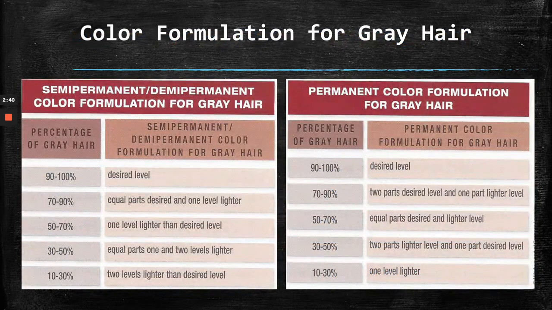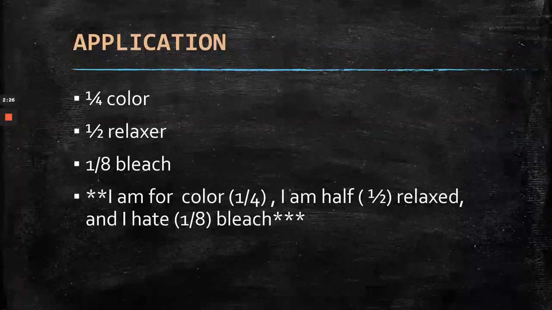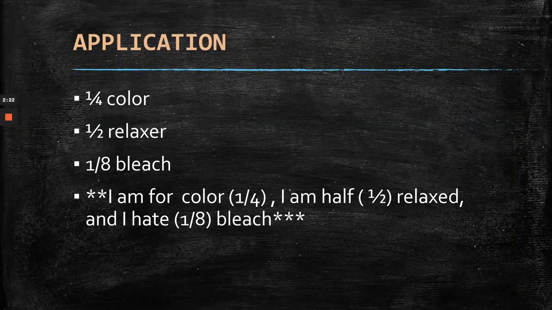Here we have a quick reference chart for color formulation for gray hair, so take a moment and look at that, and also look up the definition for pre-softening because you may have that as a question on your exam also. For our application, I'm for color, I'm hair for lax, and I hate bleach. So color is 1/4, relaxers is 1/2, and bleach is 1/8.